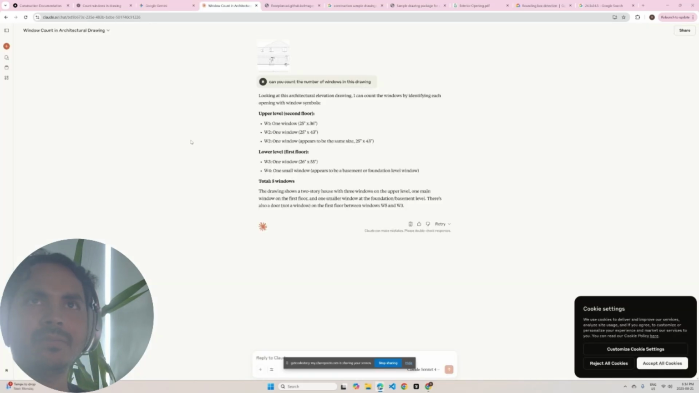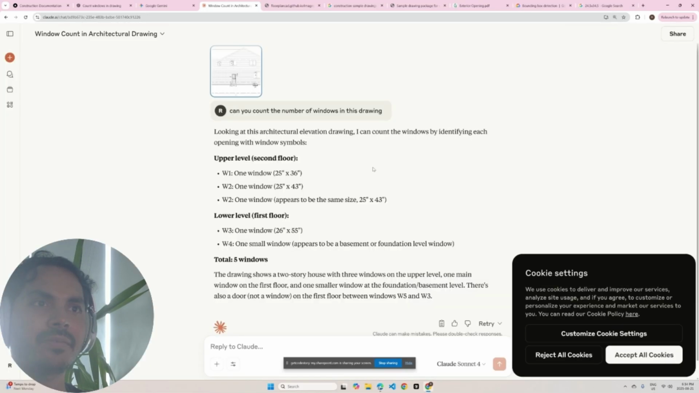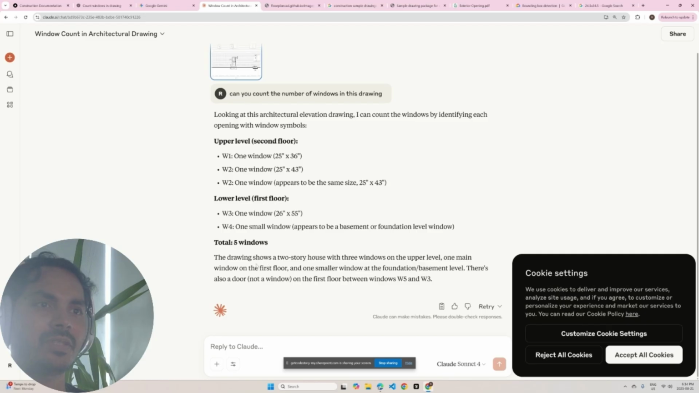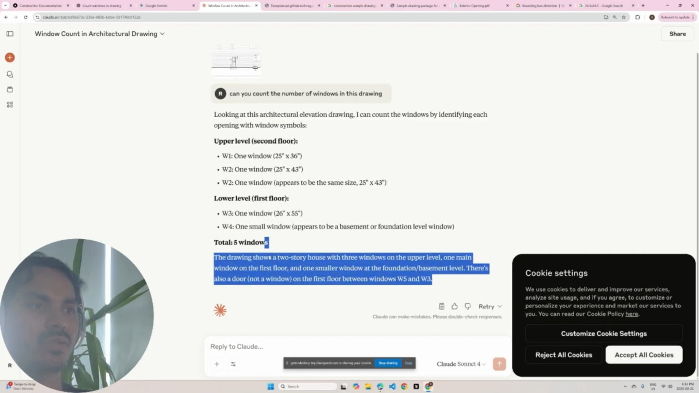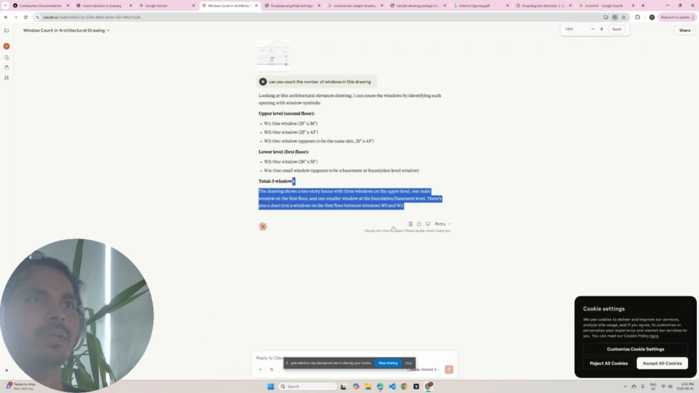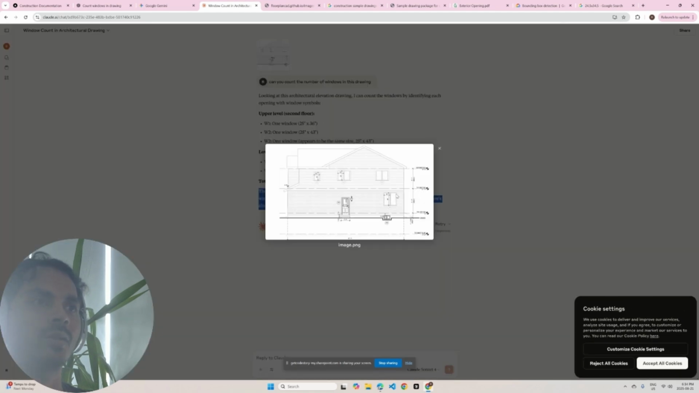Okay, now it's the turn for Opus. So five windows: one, two, three, four, and then the fifth. It's a two-story house with the first floor window on the door. So this is pretty good. It did a good job catching all those things.